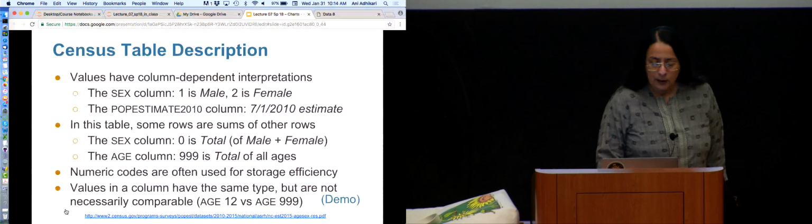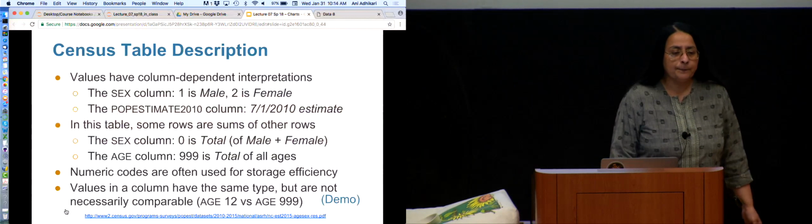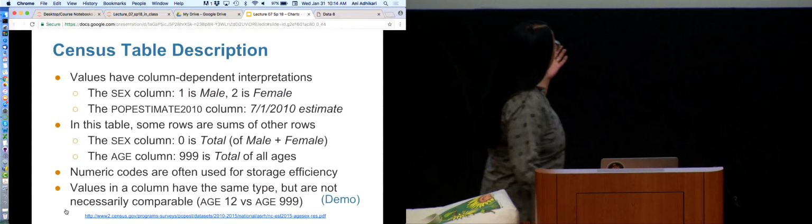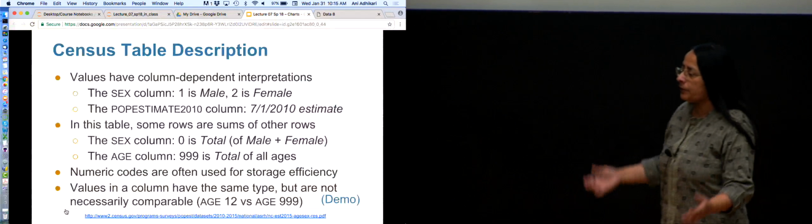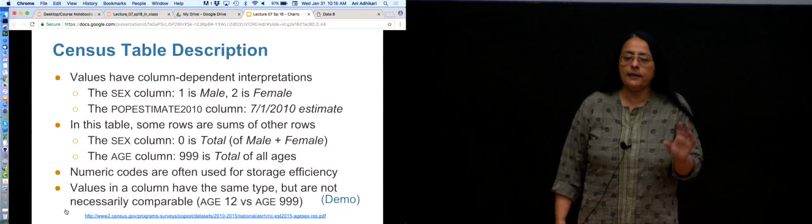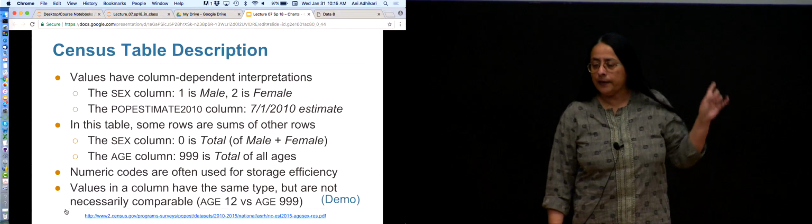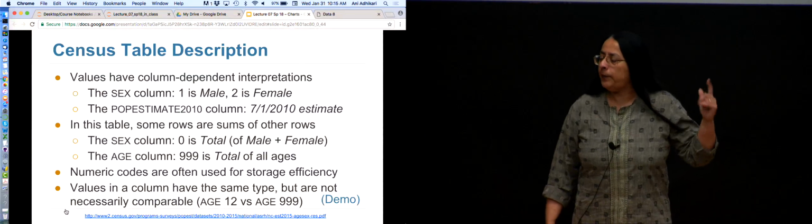So values in a column have the same type. You know that they're arrays. The point that we're trying to make here at the end is age 12 is actually 12 years old. That's a kid. You can imagine that. Age 999 is not an age. It's a number here as far as the computer is concerned, but it's not an age.